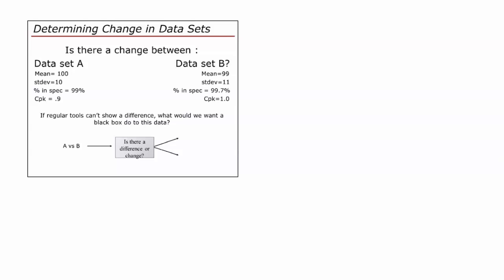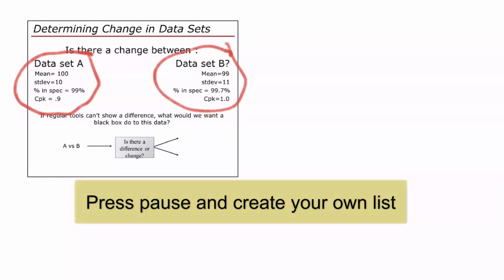I've got two data sets right here with some descriptive statistics identified. And my question is, is there a difference between data set 1 and data set 2? Maybe this is current state versus future state. How could we show the rest of the world, the organization, or those in or outside of the organization that there is a difference between the two? Think about it for a second, come up with a list, and then let's come back and share our results. Okay, we're back now, and let's see if your list is similar to the list that I'd come up with.